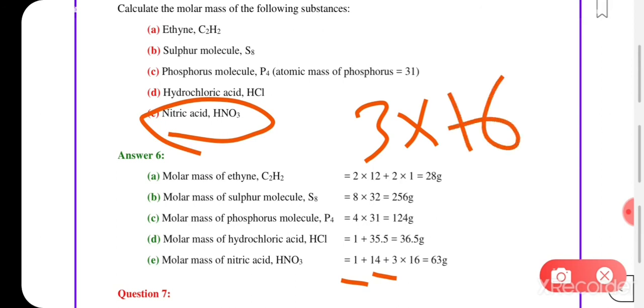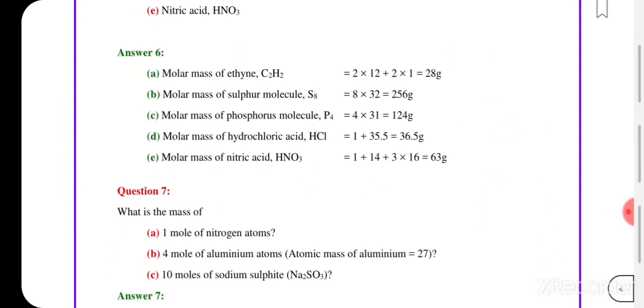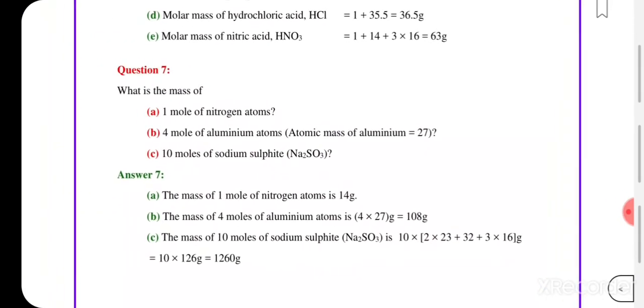Okay, so 3 into 16 you have to do, and then add all the individual atomic masses, you will get your answer. So that will be called molar mass, or molecular mass. Fine. Now going on to the next question, question number 7. In question number 7, they are asking you what is the mass of 1 mole of nitrogen atom.